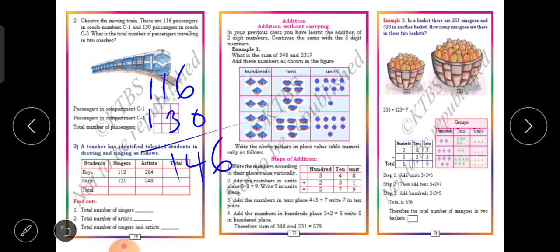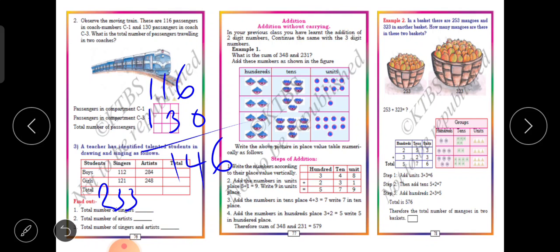They are asking how many singers. Okay, so see here, how many singers? First we will calculate downways. Boys and girls all together, how many singers are there? 112 plus 121. It is 233. Okay. Next, how many artists are there?